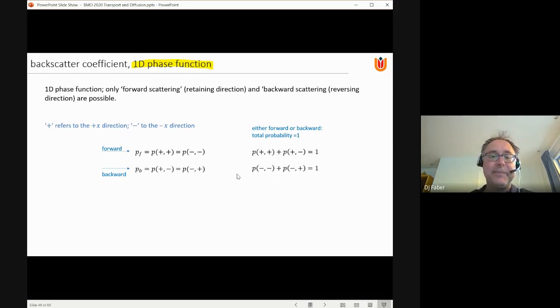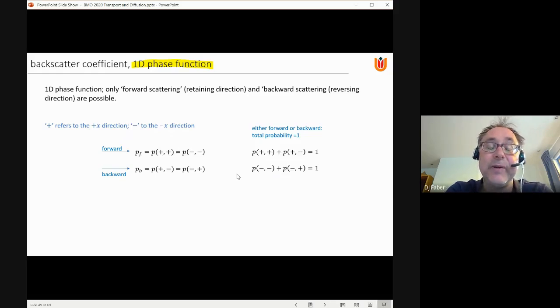Then for forward scattering, we can define a symbol P_F, which, in the terminology we had before, would be P plus plus. So coming from the plus direction, scattering into the plus direction. But forward scattering would also be equal to P minus minus, so coming from the minus x direction and then scattering into the minus x direction, so retaining direction.